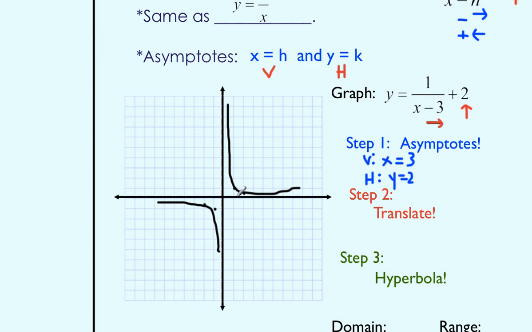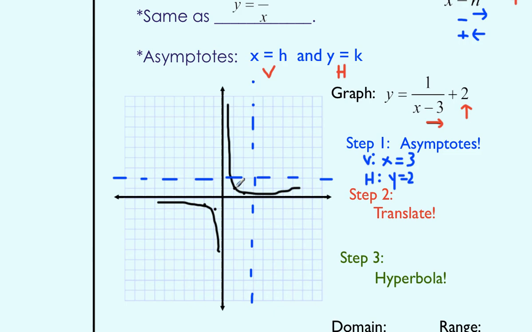So at x equals 3, 1, 2, 3, we'll try and make this dotted. We won't cross there. And at y equals 2, it won't cross here either. Okay? So step 2, we're going to translate this graph that I drew in black, right 3 and up 2.